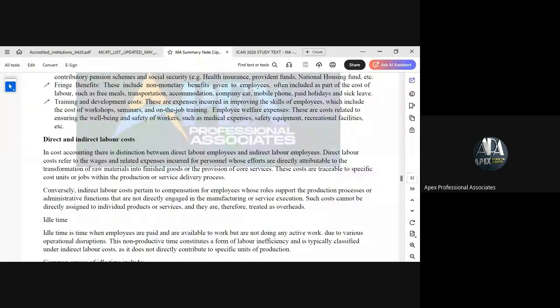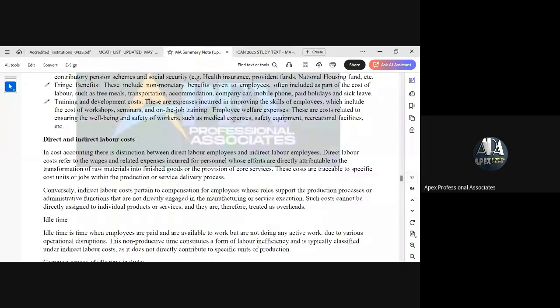The organization has paid them. They are available to work, but there is no active work enough for them to do. It is a non-productive time. It constitutes a form of labor inefficiency. And sometimes you can classify it as indirect labor cost because it does not contribute to a specific unit of production. Why is it like that? It is because it is idle time. They are able and ready to work, they've been paid to work, but there is not enough work to engage them with. Are we getting it?